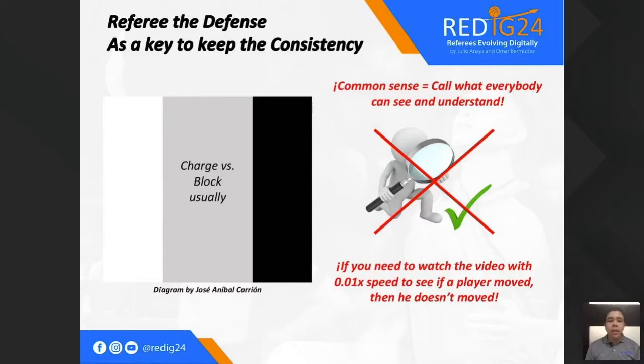So don't think that if you discover at that speed that you are right, you need to change the call, because then in the next game you will still, or I will not say you, I will say we, because I'm a referee and sometimes it happens to everybody, we will be having the same mistakes if we don't have that big picture mentality. So this is the focus when we talk about charge and block in this gray area.